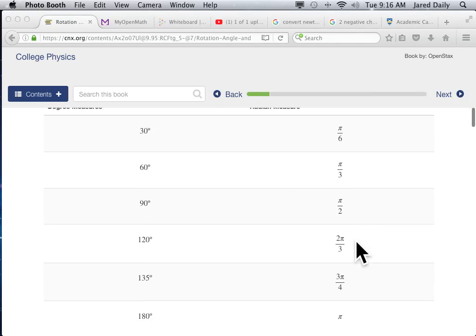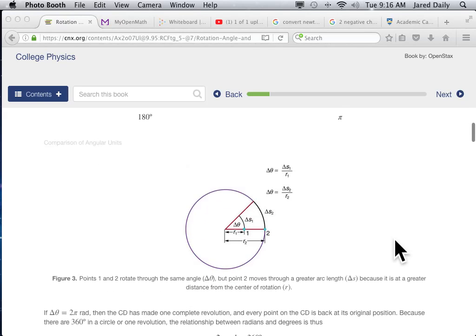So here they give you a little table of conversions. These are exact conversions. If you have exactly 30 degrees, it's exactly pi sixths. 60 is pi thirds, so on and so forth. It's good to know these. If you don't know them, you know, look them up. But it's a nice table to have.